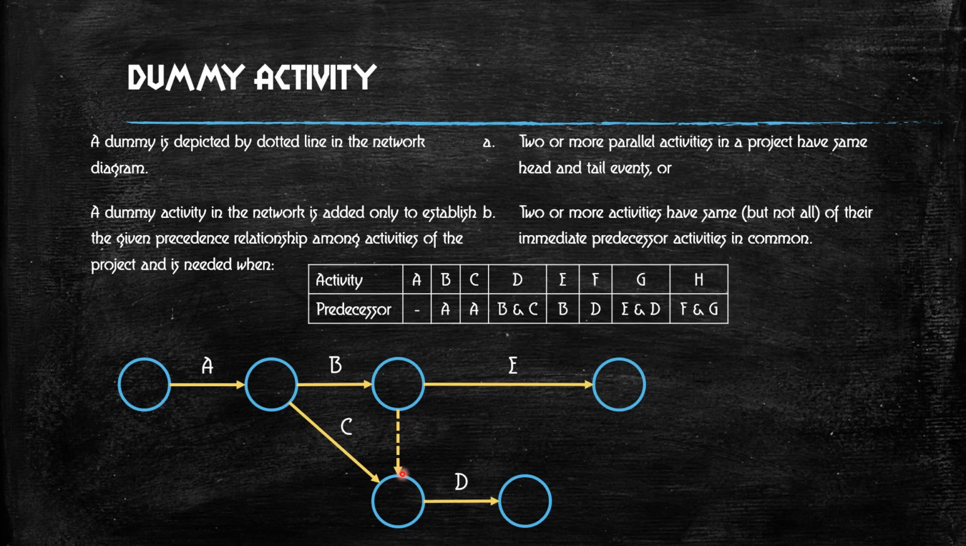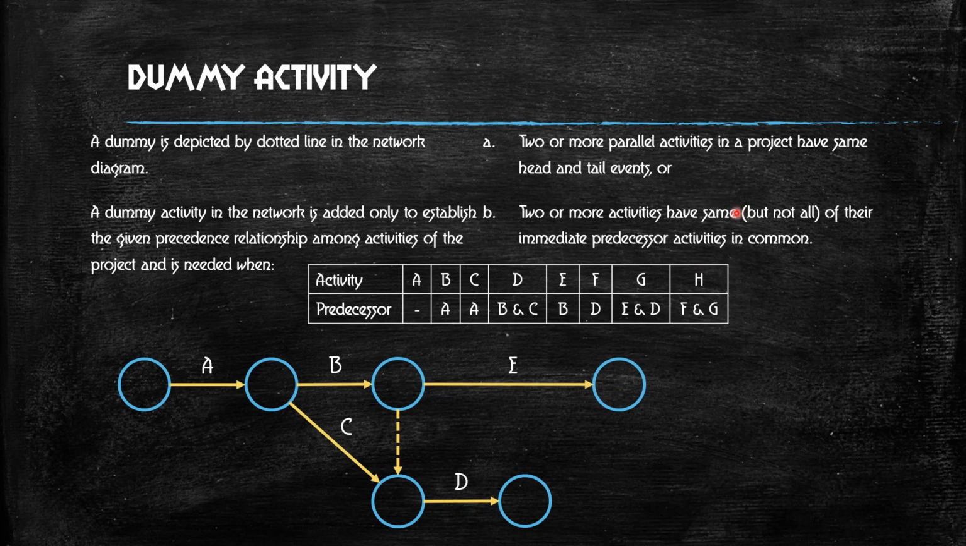That is the second category in which you need a dummy. Two or more activities have some, but not all, of their immediate predecessor activities in common. So the immediate predecessor activities are not common. See here, D also requires the completion of B and E also requires the completion of B, but D requires completion of both B and C, whereas E requires completion of only B. So in that case also you draw a dotted line.